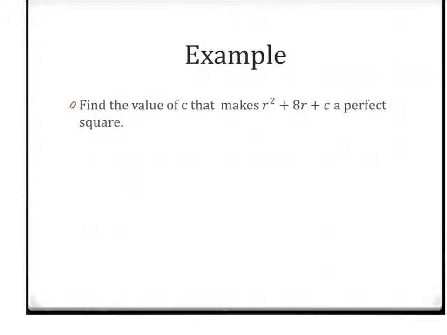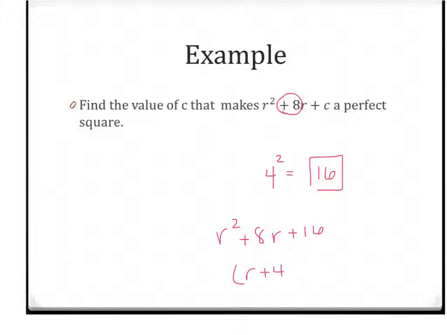So if we do this again, B is this 8. So if I take half of 8, I get 4. 4 squared is 16. And so that becomes a perfect square trinomial that's going to factor into x plus 4 squared. So check that out and make sure that you understand how I factored that.